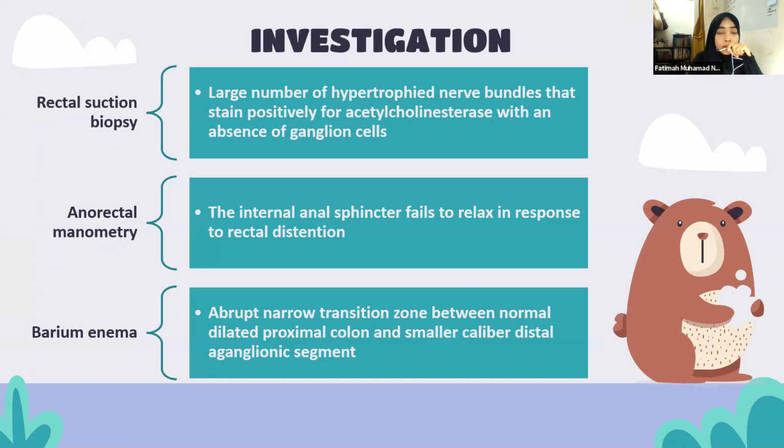Okay. So the gold standard for diagnosing Hirschsprung disease is a rectal biopsy. Upon biopsy, we can see a large number of hypertrophic nerve bundles that stain positively for acetylcholinesterase, with the absence of ganglion cells. When you do anorectal manometry, the internal anal sphincter also fails to relax when you distend the rectum. And you can also do contrast imaging, such as a barium enema. So next.